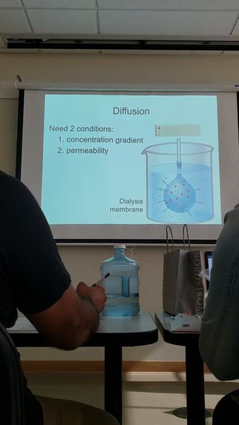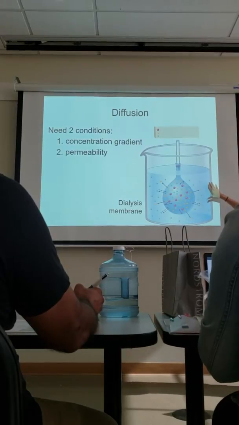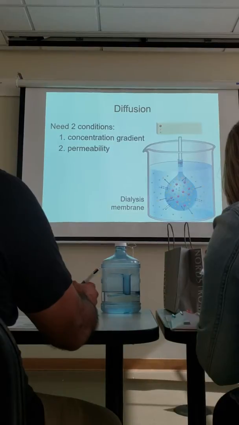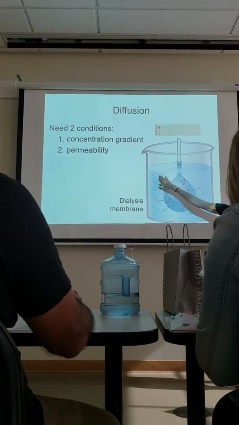Now we're going to start to migrate the concept of diffusion into the cell. We're going to start first with an example your book gives. It's talking about a dialysis membrane, which is supposed to mimic a cell membrane. So you can imagine that inside here is the cell and here is the surrounding outside.